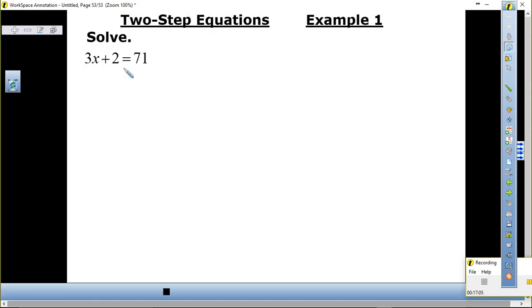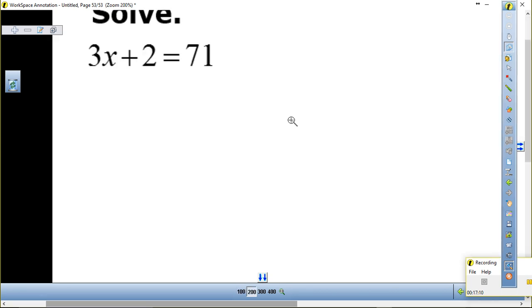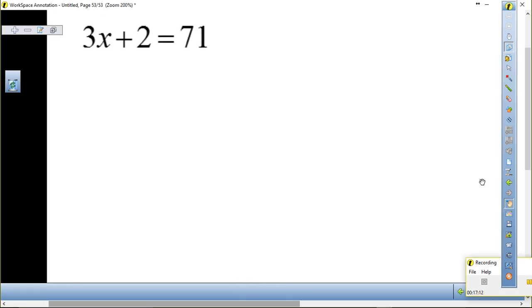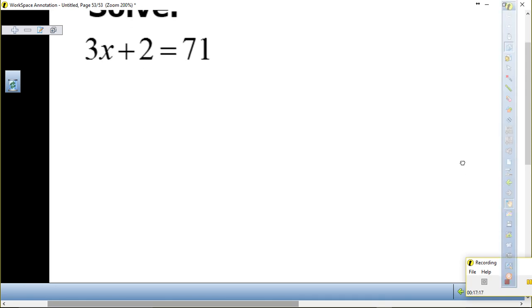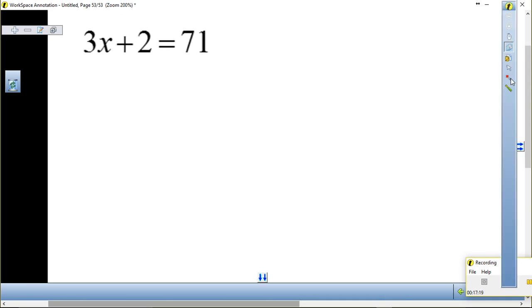3x plus 2 equals 71. Copy that. Example 1. It says solve 3x plus 2 equals 71. All right, here goes the process. First thing I want you to do, to mirror what Ms. V said yesterday and what I said in the introduction on equations, the seesaw, I want you to draw a line down the equal sign like so.